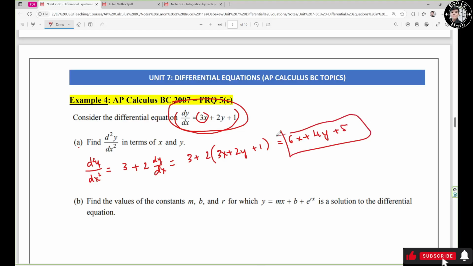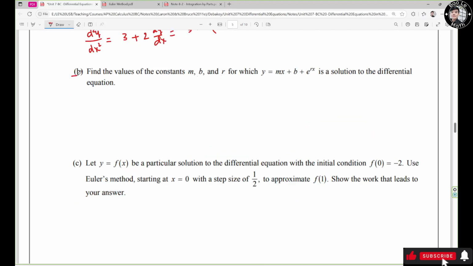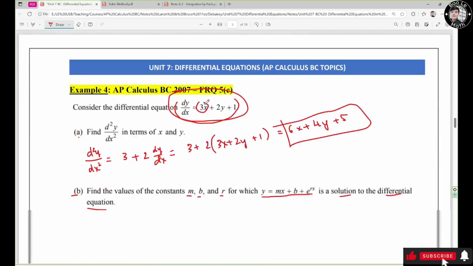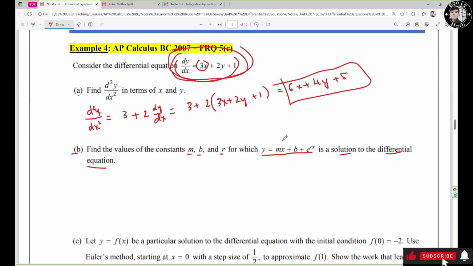This one is the final answer. Now question B. Find the values of the constants m, b, and r for which y equals ms plus b plus e raised to the rs is a solution to the differential equation. Alright, we have the differential equation right here, and this one is the solution of it.